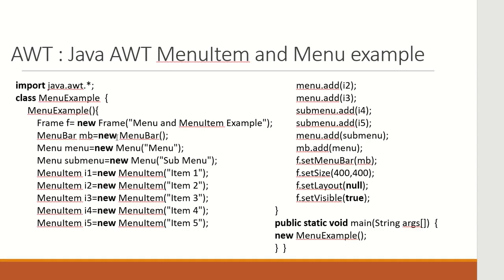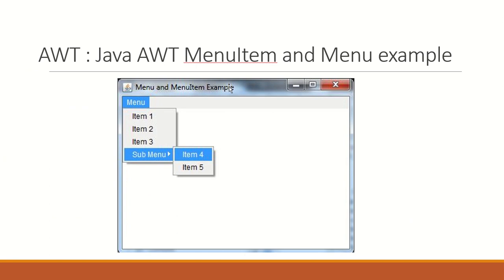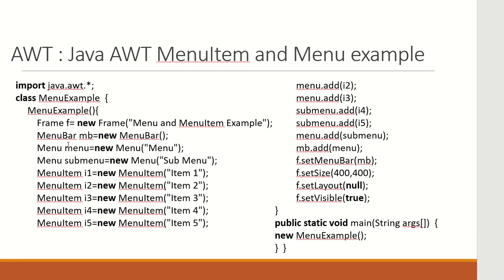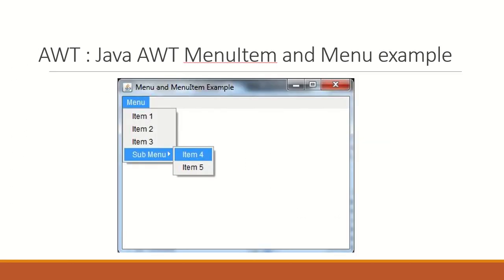Here you can see that, just like the previous example, you are going to create a frame using the frame class object. Then you are labeling the frame as "menu and menu item example" so that it will appear here in the title. Now you are going to first create a menu bar. That is the first thing to be done, because when you add a menu, it should be added on the menu bar. So first you have to create a menu bar. So this is your menu bar. You can see that this bar, this window bar, is the menu bar.